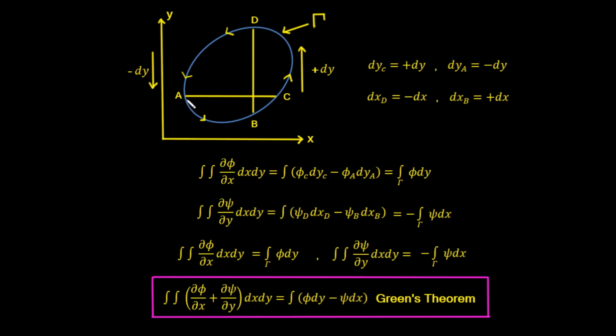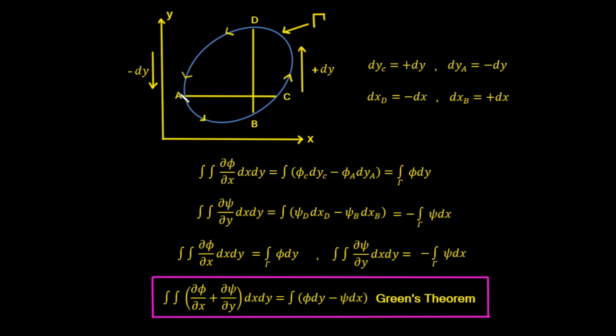Now let's take a line from A to C, which travels parallel to the x-axis, and also a line from B to D, which travels parallel to the y-axis. So if we look at this point C here, and we are walking around the loop in this anti-clockwise direction, that means whenever we move along the curve here, we're going to be moving in the positive y direction. So we can say therefore that the dy of C is equal to the positive dy.